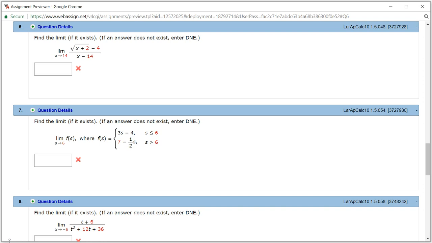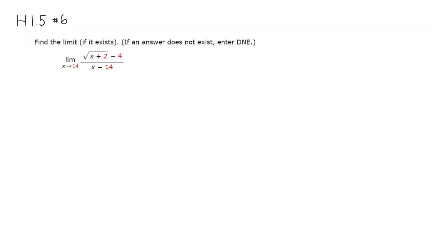All right, let's look at homework 1.5, problem number 6. Let's evaluate this limit here. The first thing you should do is plug in a number and see what happens.